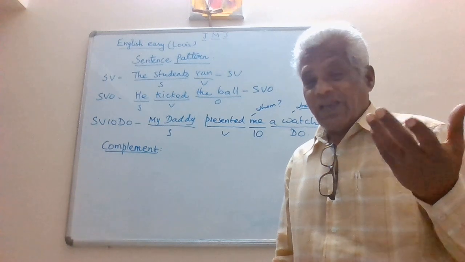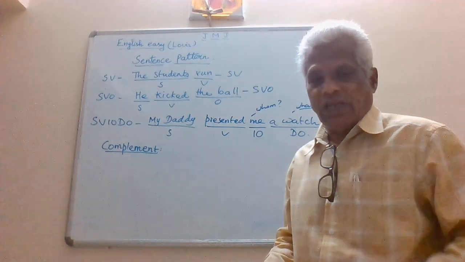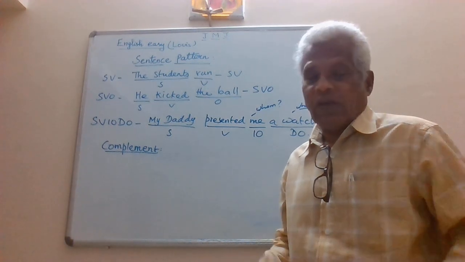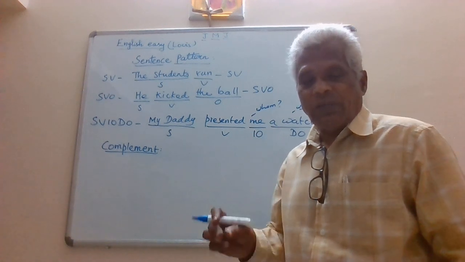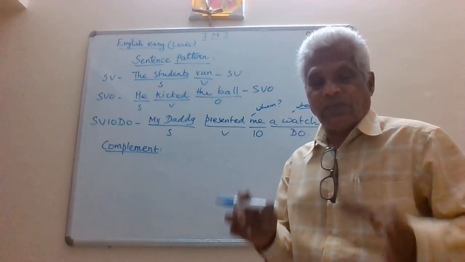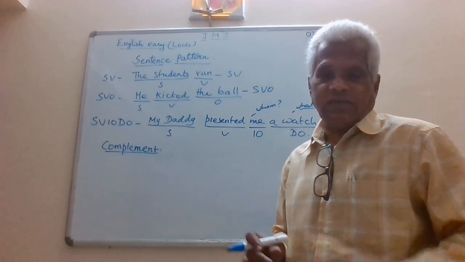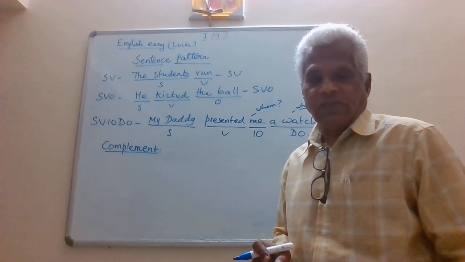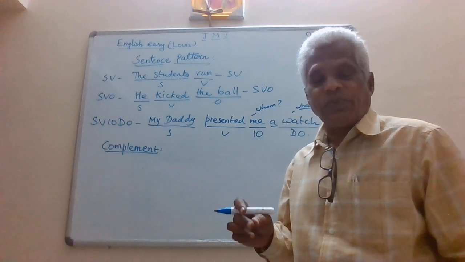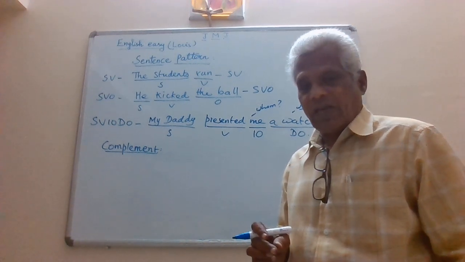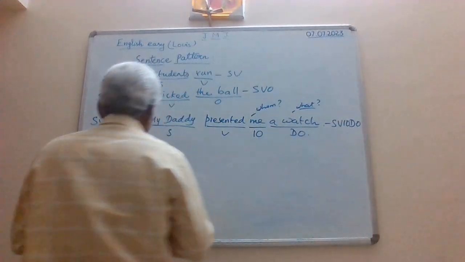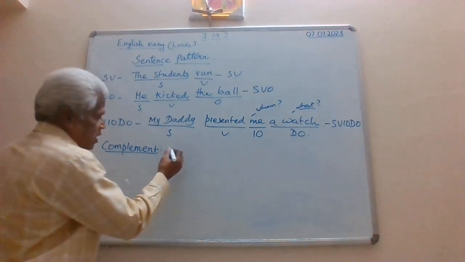For example, a person can be a doctor or engineer, whatever you may call it. So, complement is a word that tells you who the subject is. In other words, it tells the profession of the subject or the prestige, the power that a person holds. Okay? So, let me write the sentence now.